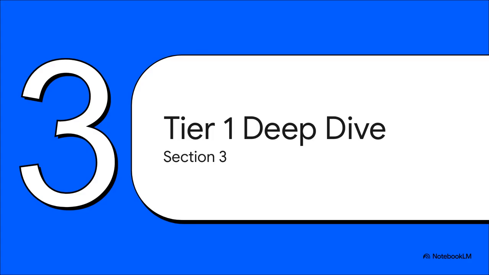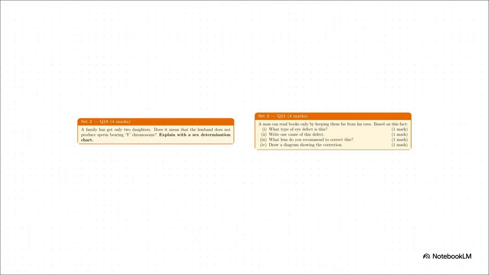All right, enough with the theory. Let's make this real. In Section 3, we're going to do a deep dive. We'll look at a couple of these Tier 1 topics, heredity and optics, and see what the actual questions look like on the paper. So here we go. These are pulled straight from the model papers.